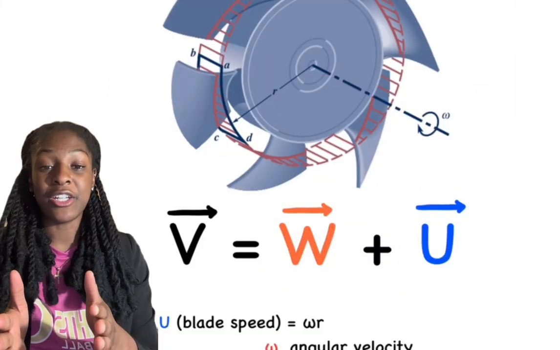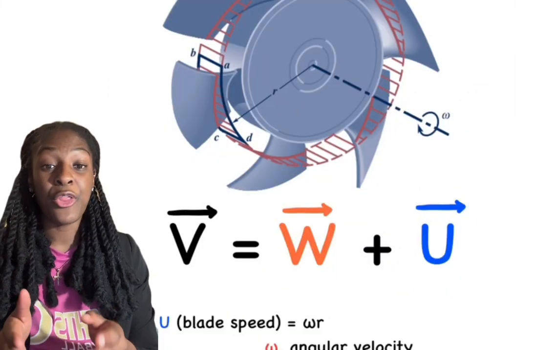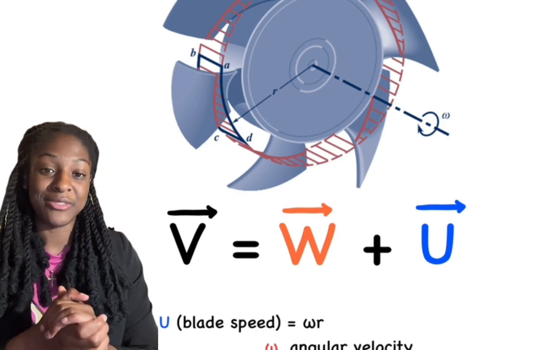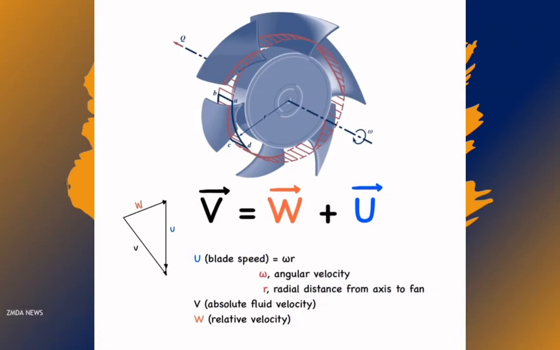Let's get into the nitty-gritty and begin understanding the work transferred to and from a fluid through a turbo machine. Please consider again a fan blade. We have the blade speed, the absolute fluid velocity from a stationary viewpoint, and the relative velocity as seen by riding the fan blade, all of which are connected through the fact that the absolute fluid velocity is a vector sum of the relative velocity and the blade velocity.